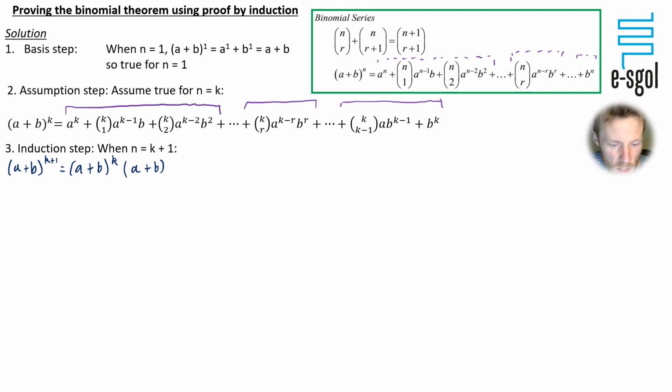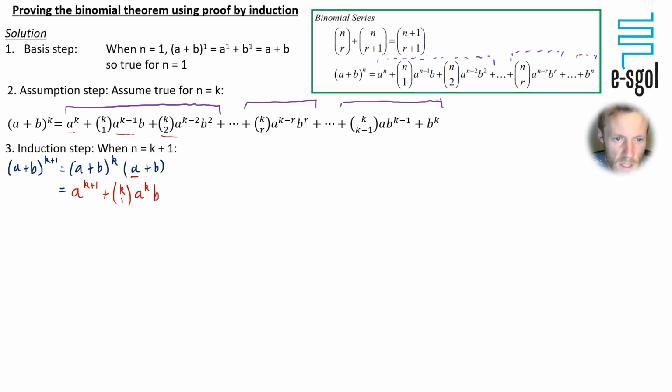What I'm going to do, just to make it stand out a little bit better, is do everything that I multiply by a in red. So I'm going to take the first term here and multiply it by a. So we get a to the power of k plus 1. And then I'm going to take this second term and multiply it by a. So you can see the k choose 1 will remain the same. The a to the power of k minus 1, because we've added 1 to the power, is just going to be a to the power of k. And the b is staying the same.